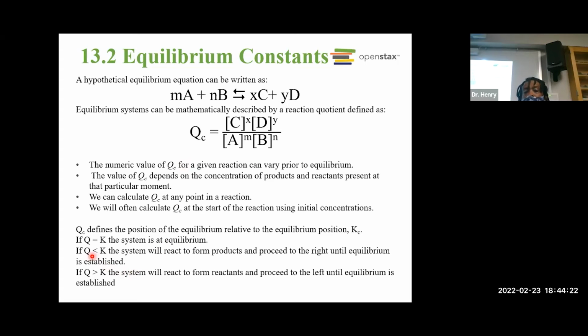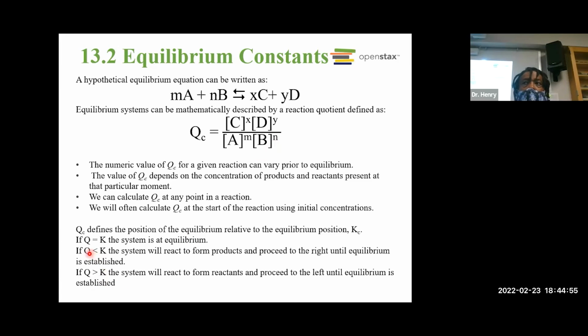If Q is less than K, then you're favoring your reactants. Okay. So if Q is less than K, make sure I'm telling you, Q is less than K, you're favoring your reactants. That basically means that you have to produce more product. More product has to be formed for you to reach your equilibrium.